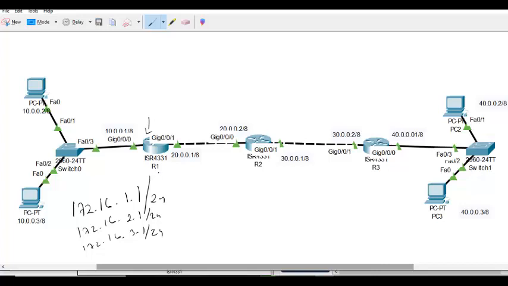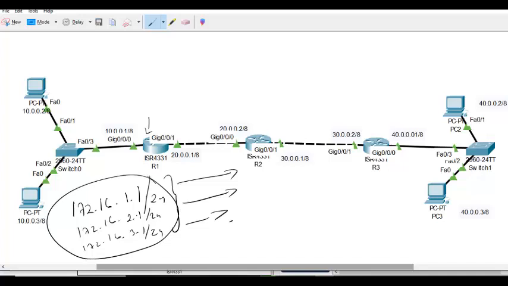And then I want to see whether these 3 things are advertised or a summary of this. What will be the summary of this? The default summary? Class B. Then it will be 172.16.0.0. I want to see whether this is advertised or these detailed routes are advertised.